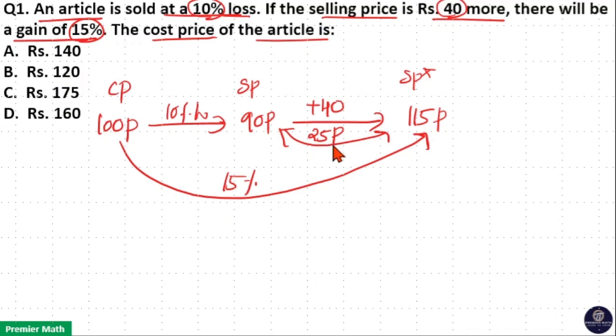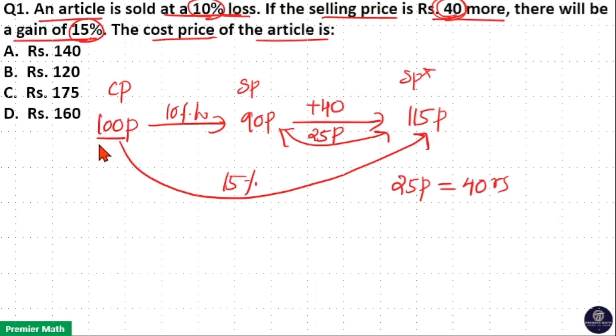That is, this 25 parts actual value is 40 rupees, because if the selling price is rupees 40 more, there will be a gain of 15%. That is, the difference between these two selling prices is 40 rupees. But here it is 25 parts. So 25 parts is equal to 40 rupees.